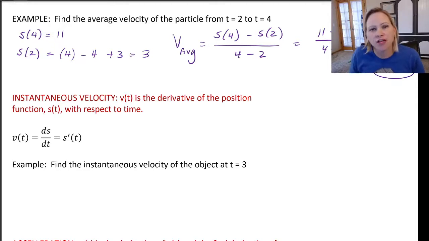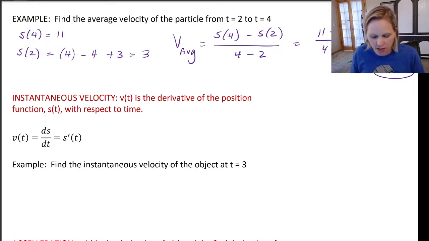What we need to understand, though, is that velocity is the derivative of position. Remember, derivative means rates of change. So the rate of change, how fast is my position changing? Well, that's a measure of velocity or speed. That's miles per hour, feet per second, units per second.